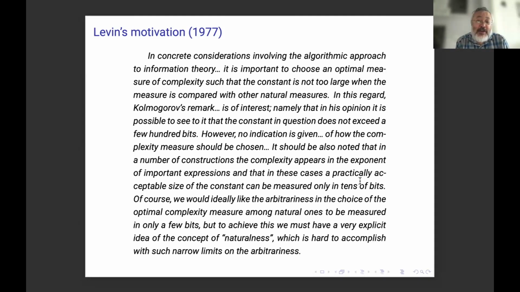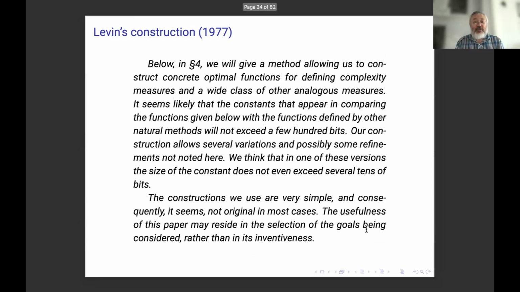And it was the motivation for Levin. He noted that Kolmogorov didn't provide any indication of how we should choose this optimal language. And there is an important phrase, we will see it later: in a number of constructions, the complexity appears in the exponent of important expressions. So 100 is also unacceptable here. And so this is the problem. And there is some solution, not solution, but some progress suggested by Levin. He defined very specifically one specific optimal interpreter, an optimal programming language.